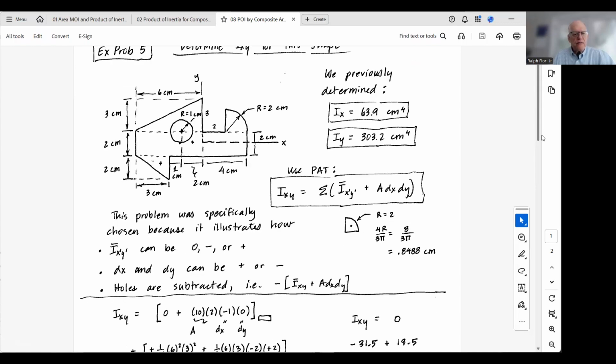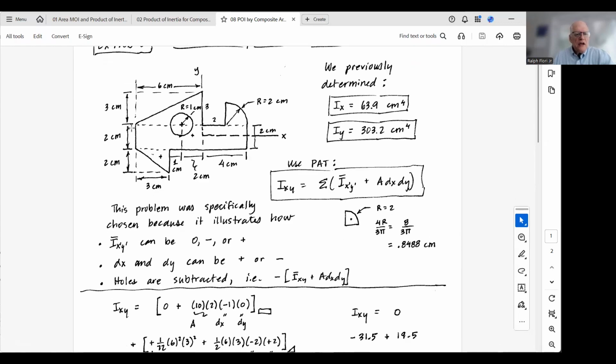This is a cooked up problem. So we basically have a basic rectangle that's slightly off from the axis. The centroid of this rectangle is 1 centimeter to the left of the origin. There's a right triangle here. There's a right triangle here. There's a quarter circle, and there's a circular hole. So there's 1, 2, 3, 4, 5 shapes. And again, I chose these for different signs.